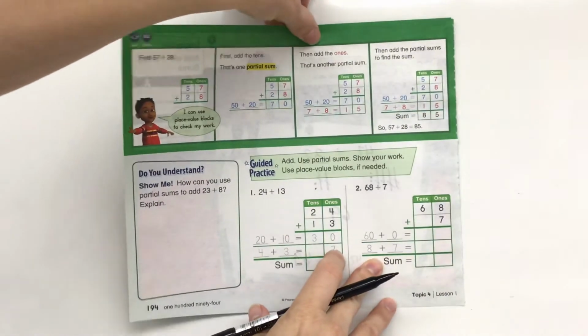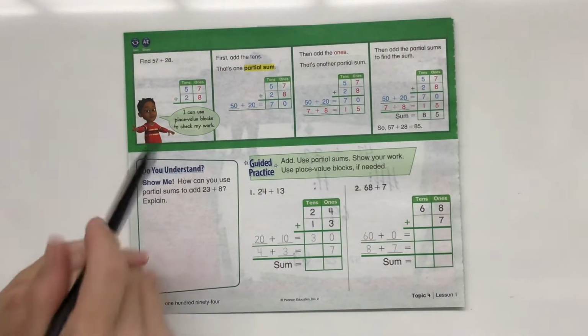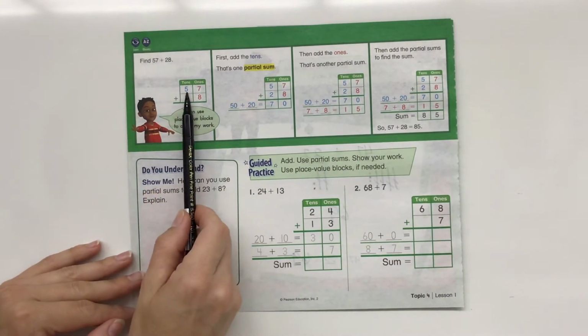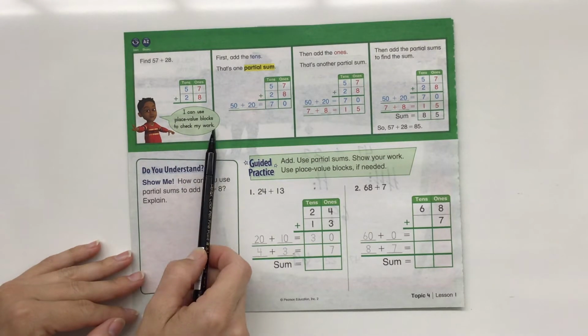Go through and read our comic. And let's learn how to do partial sums. I know we just introduced that in our word cards, but let's take a look at how that actually looks. Okay, find 57 plus 28. So 57, 28. I can use place value blocks to check my work.